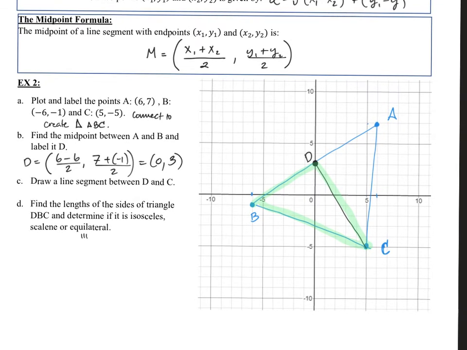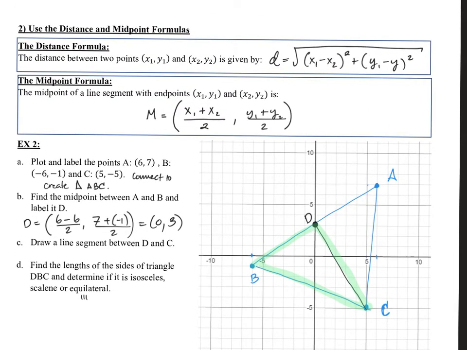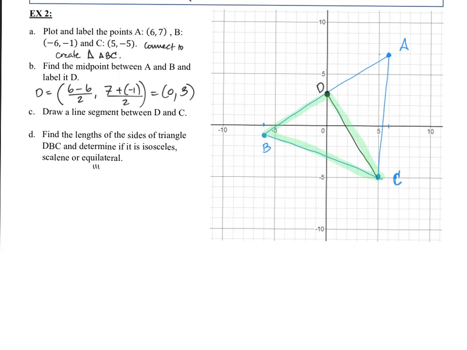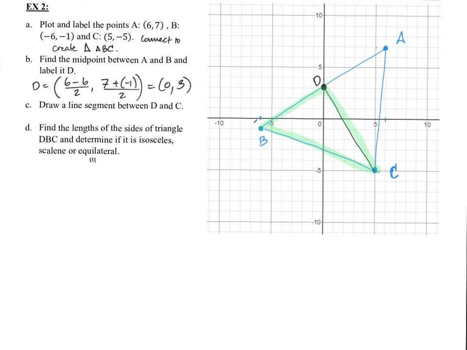Okay, well, we're trying to figure out what the sides are, but I don't know the lengths of any of these sides. How can I do this? Well, don't worry, we have the distance formula. We can determine the distance or the length between these points. Let's do that. So I'm going to find the distance between DB, then BC, and finally DC. Compare them and see what I get.